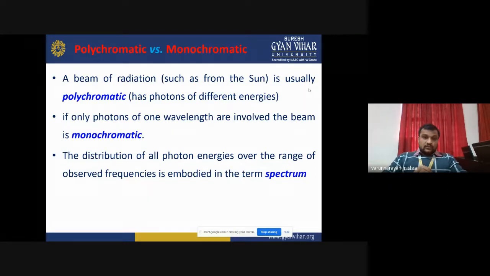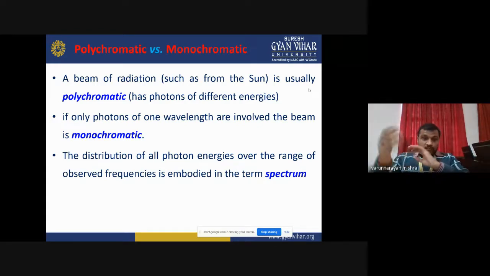So there are two terms, polychromatic and monochromatic. Polychromatic is a kind of beam of radiation, such as from the sun, that usually has photons of different energies. When photons travel at different energies, this kind of radiation or energy is known as polychromatic. And if the radiation or energy source has photons of the same energy, that is known as monochromatic. Monochromatic means all the photons have the same wavelength, or you can say the same energy level.